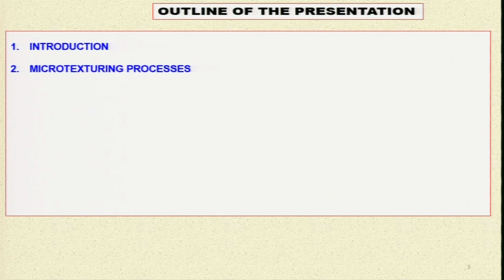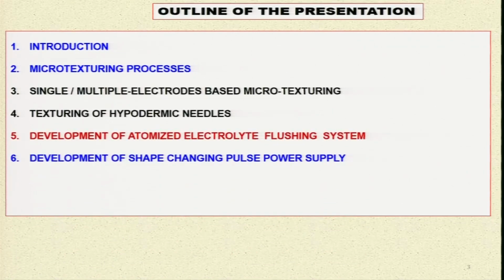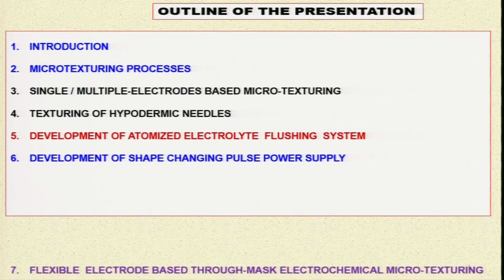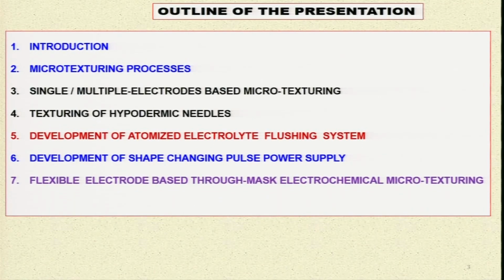The outline of the presentation is as follows: introduction to microtexturing, microtexturing processes, single and multiple electrodes based microtexturing, texturing of hypodermic needles, development of atomized electrolyte flushing system, development of shape changing pulse power supply, and flexible electrode based through mass electrochemical microtexturing, and some inferences based on whatever has been reported from 1 to 7.